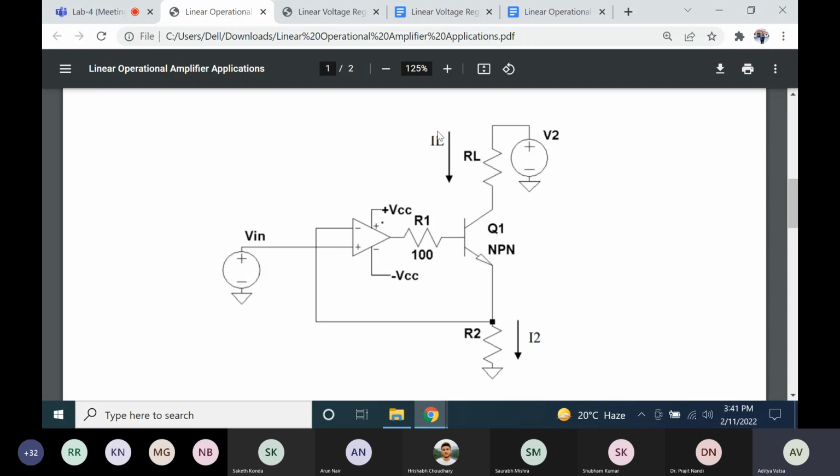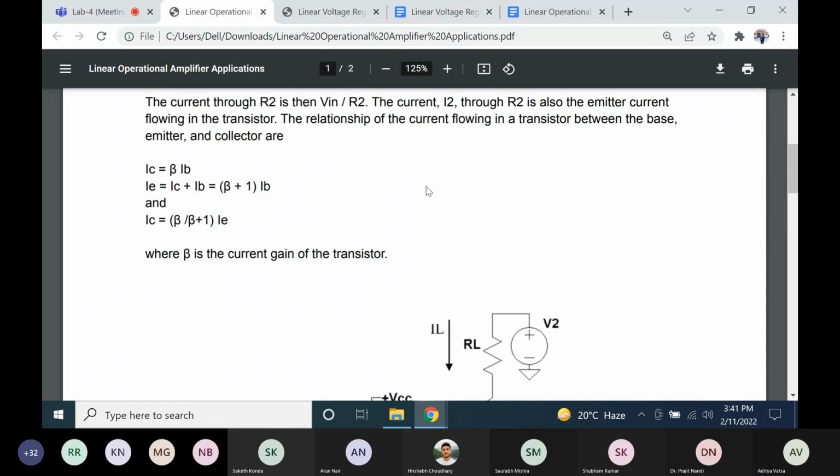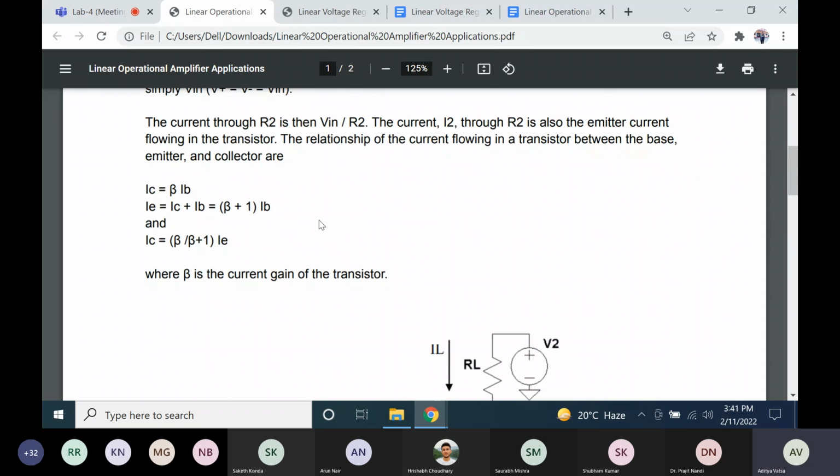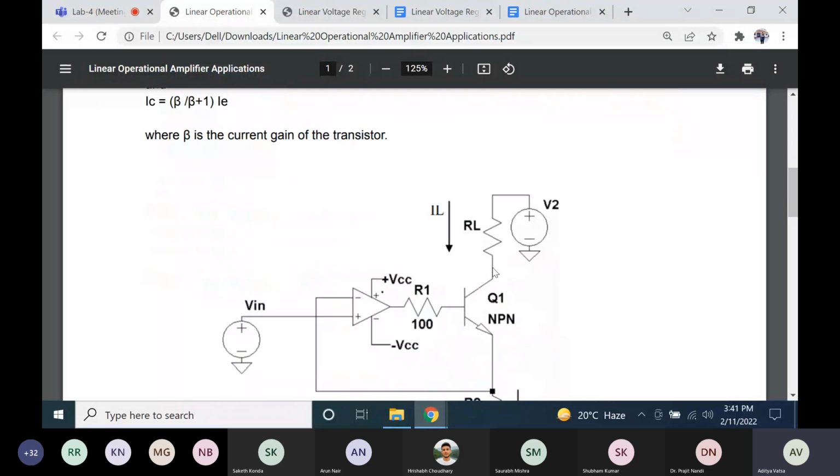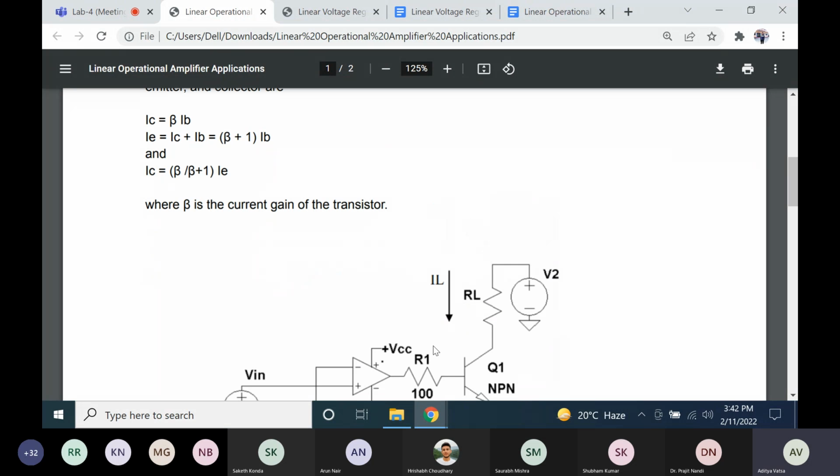Now IL is the collector current. So we know the relation between collector and base current. IC is equal to beta, the current gain, into IB, and IE is equal to IC plus IB. Both currents will be added to give the emitter current, which is beta plus 1 IB. So finally IC is equal to beta by beta plus 1 IE.